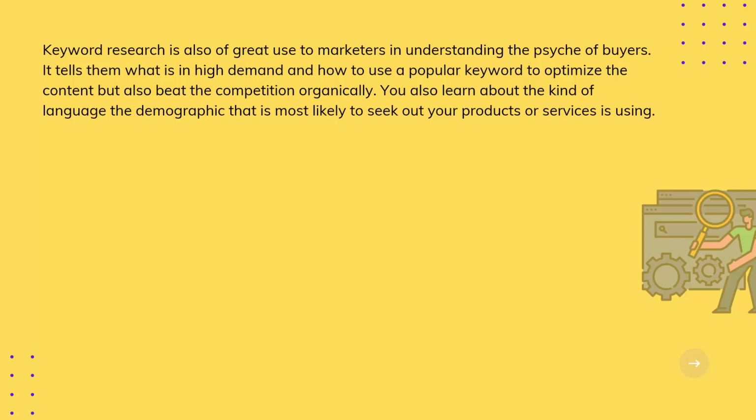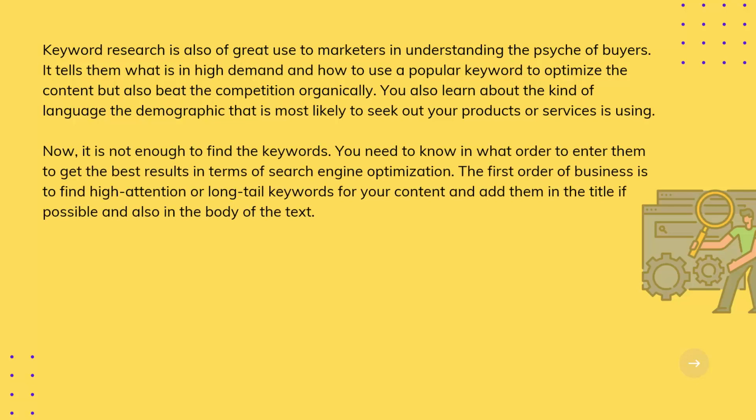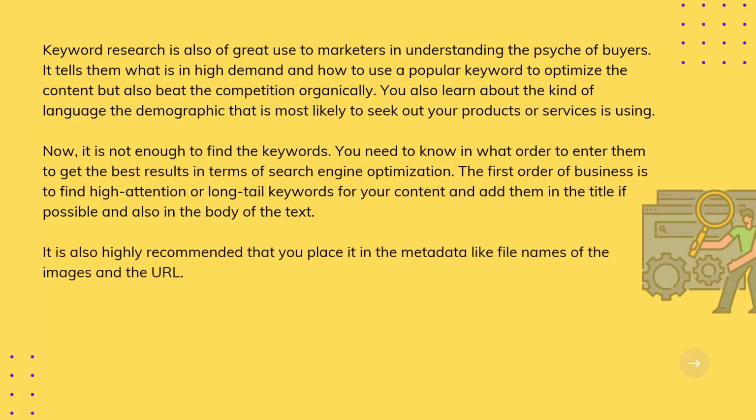You also learn about the kind of language the demographic that is most likely to seek your products or services is using. Now, it is not enough to find the keywords. You need to know in what order to enter them to get the best results in terms of search engine optimization. The first order of business is to find high attention or long-tail keywords for your content and add them in the title if possible, and also in the body of the text.